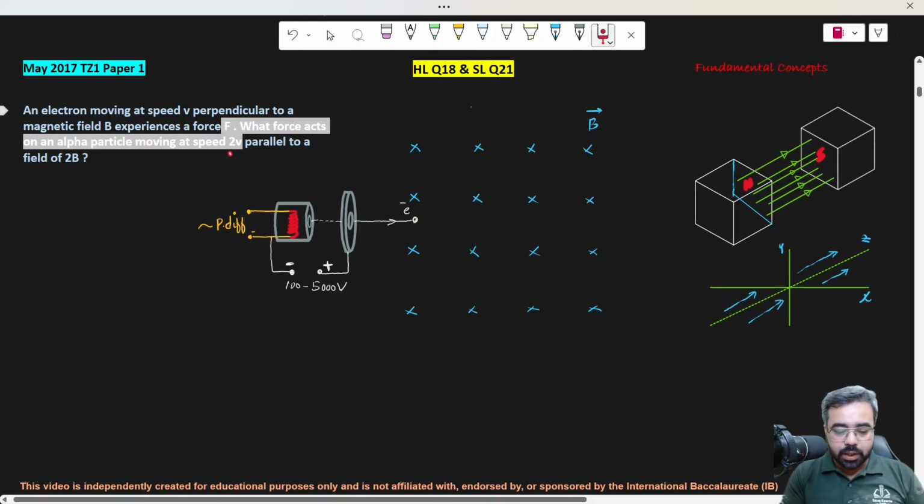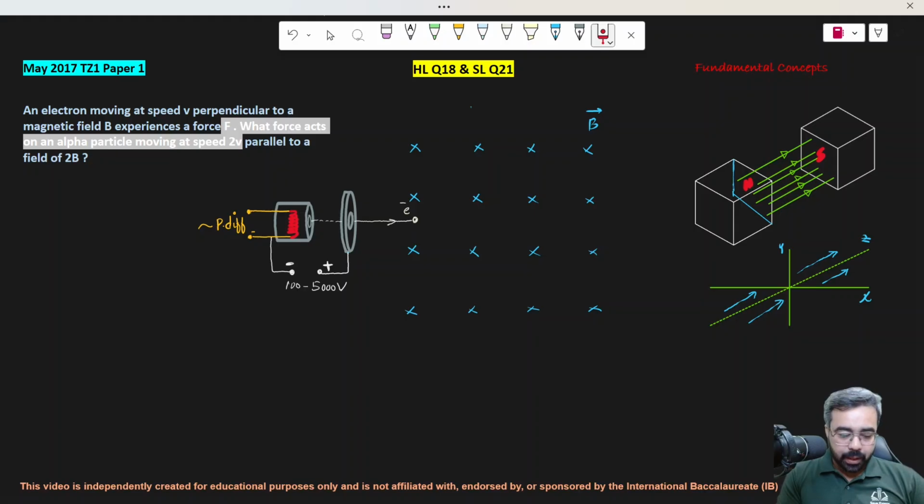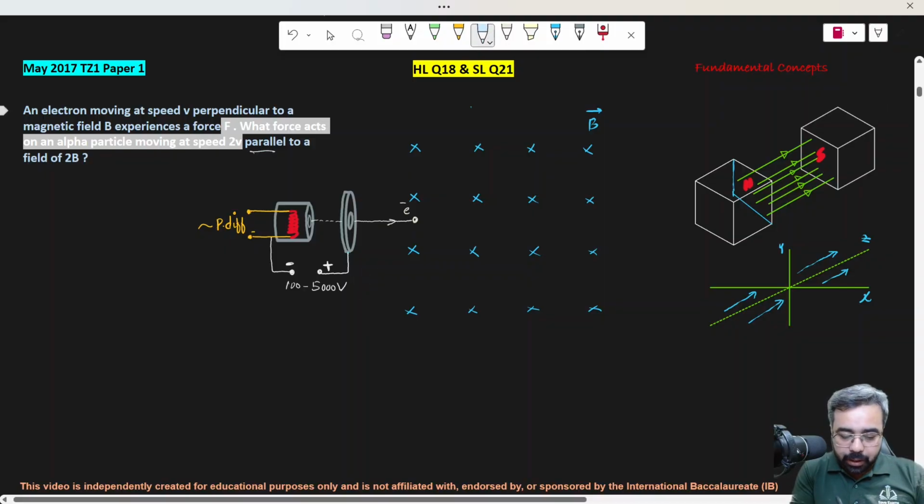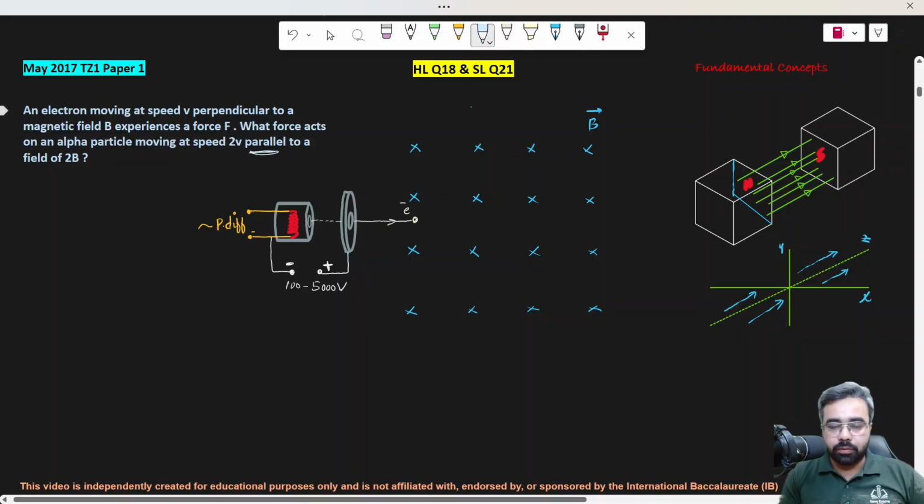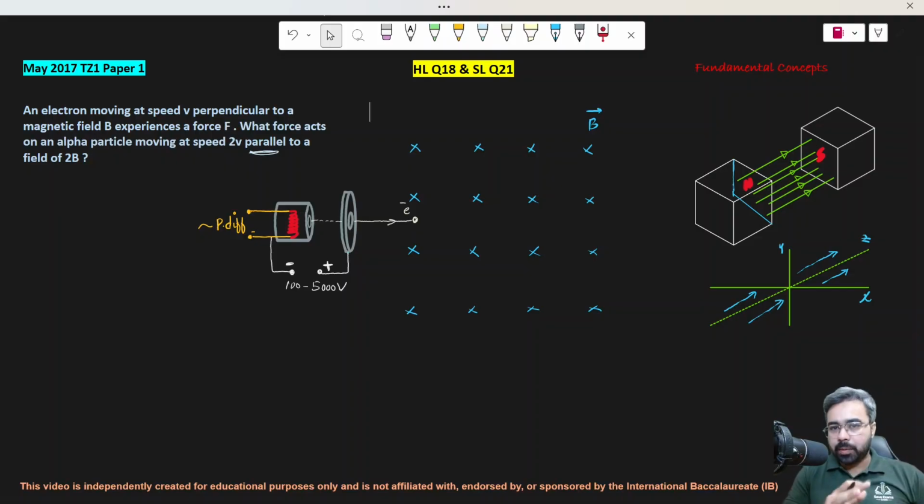So our question is, what if you throw an alpha particle with twice the speed of the electron in a magnetic field which has twice the strength, but you throw the alpha particle parallel, then what will be the force? Dear students, I will explain the alpha particle later. First I will show you what will happen to the electron. This is the direction of the electron's velocity. Let's say it is moving with the velocity v.